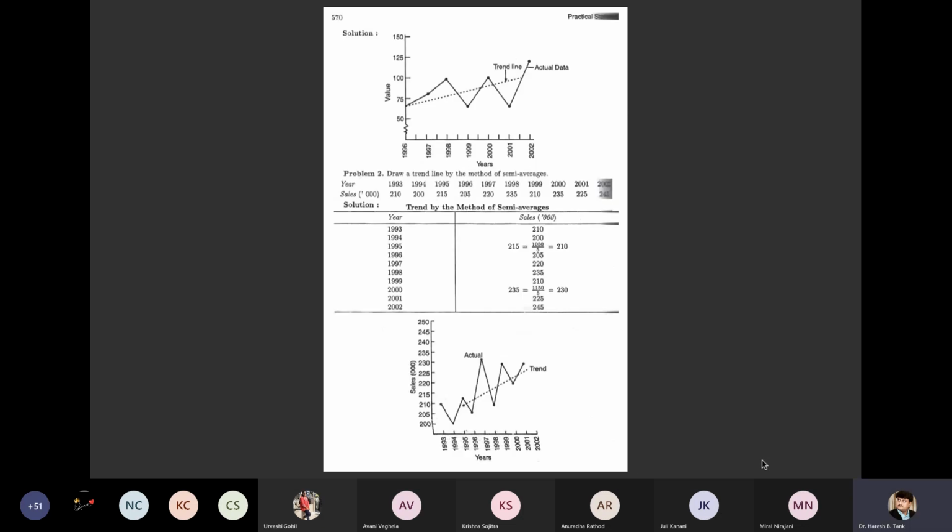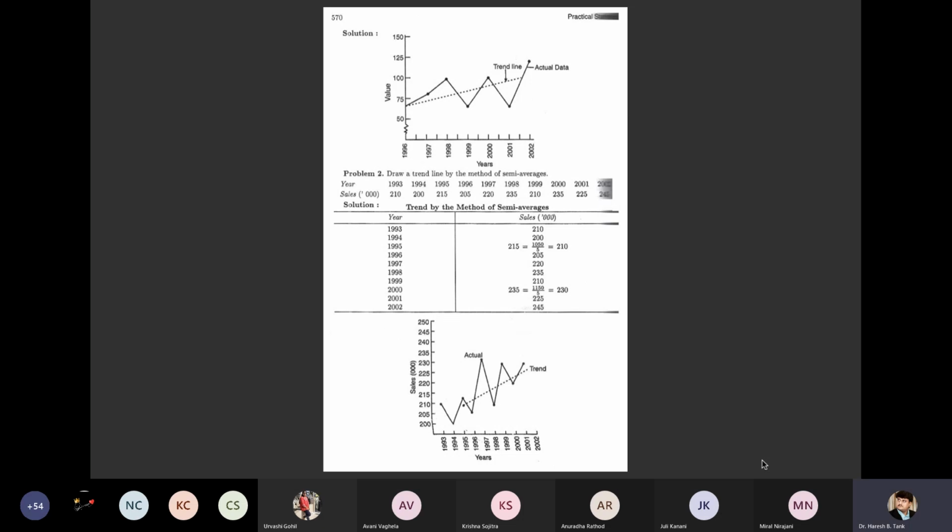Look. This is how this graph shows. First of all, put all the points. While putting all the points, if you connect them with dots, it will be a little zigzag type of graph. And that graph is known as the actual trend, meaning actual data.